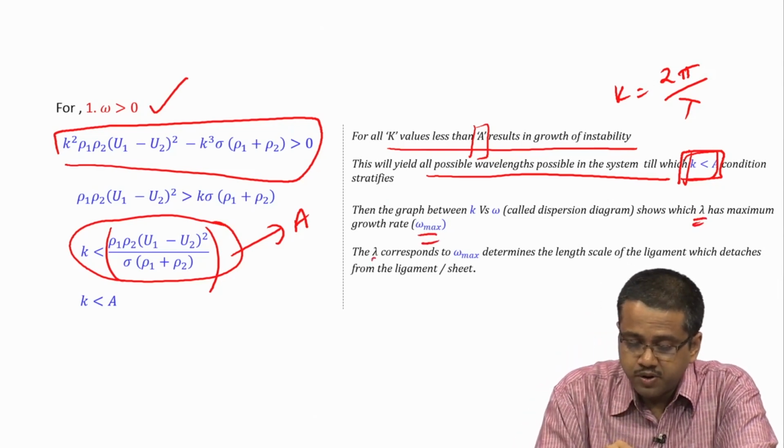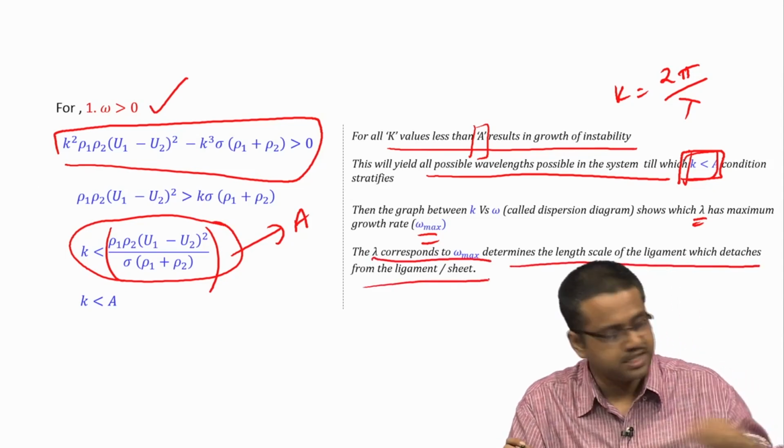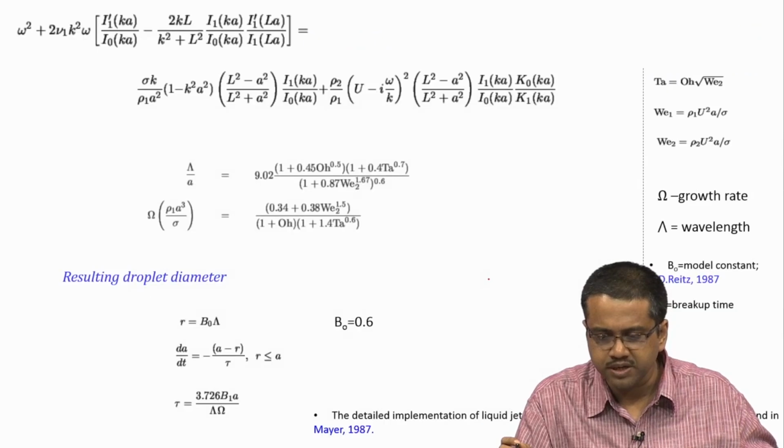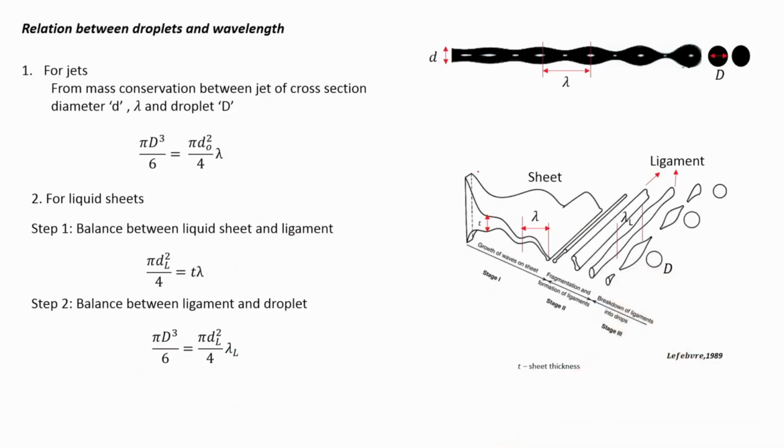The lambda corresponding to the maximum growth rate determines the length of the ligament which detaches from the sheet. I will show that in this particular plot. If you look at it here, this is, for example, a liquid sheet like this. The liquid sheet is moving with a velocity, and there is air that is also moving with a velocity. So you get this waviness on the surface, and the ligaments detach and subsequently break up, showing all these oscillations.